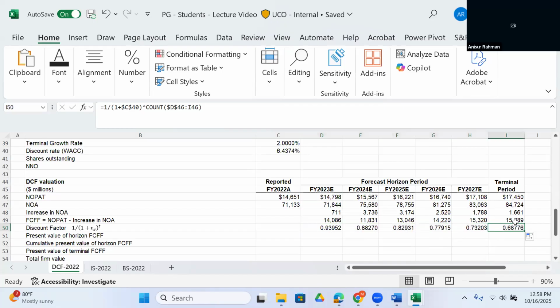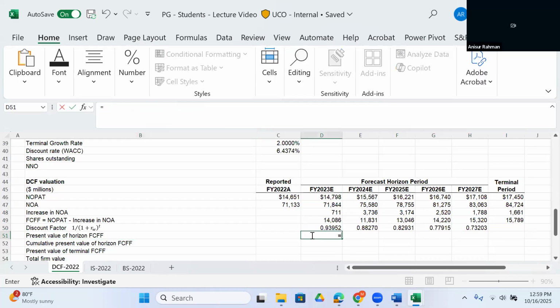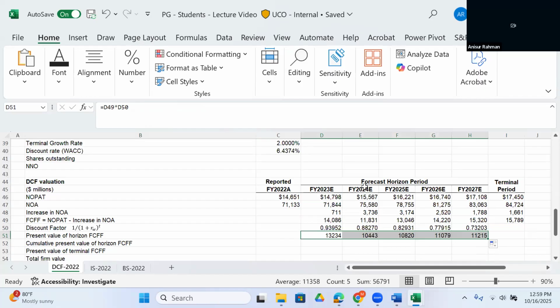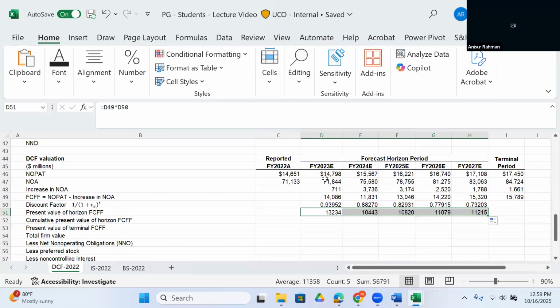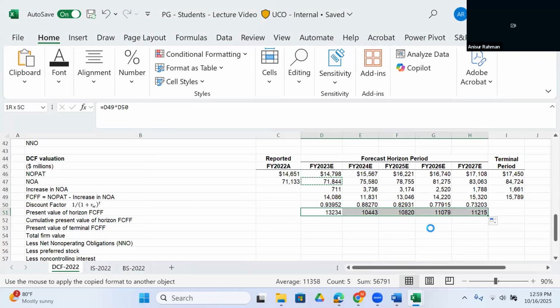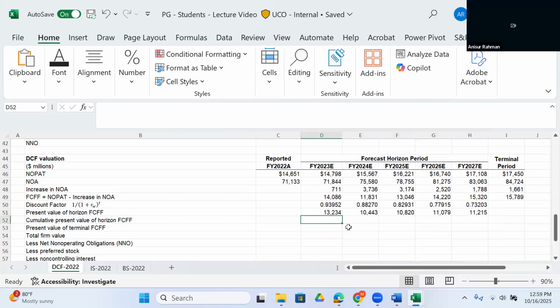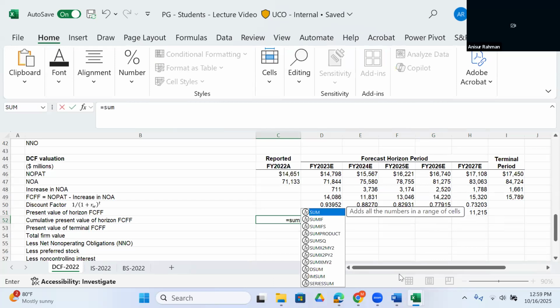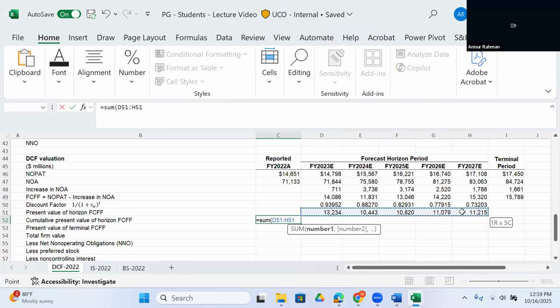Now I don't need this one. I'll delete this one. Present value of horizon free cash flow to the firm, which is your free cash flow multiplied by your discount factor. Let me use some formatting here. Okay. Now, cumulative present value of horizon free cash flow. Horizon free cash flow means these 5 years. So sum of these 5.